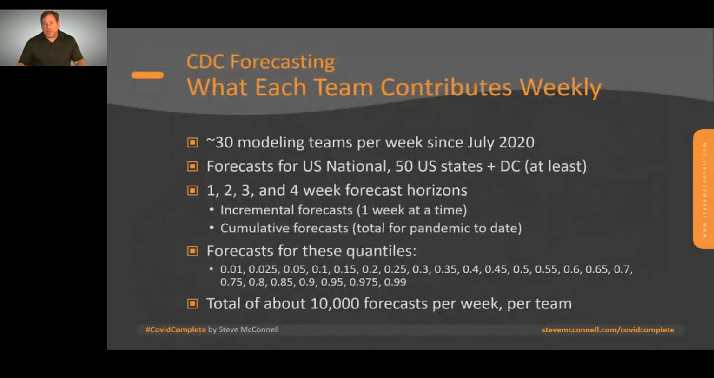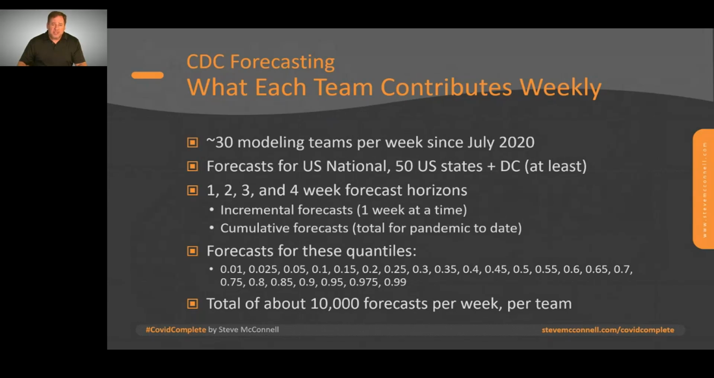So each week, each of the teams contributes quite a bit of data, as I said, about an average of 30 teams per week. Each team contributes forecasts for the U.S. national level, for the 50 U.S. states, and for the District of Columbia. This has been going on for about a year now. Europe adopted a similar Ensemble forecast approach that began more recently, and quite a few teams that had been contributing to the U.S. forecast are now also contributing to the European forecast. I am not one of those, so I can't speak to that very knowledgeably.